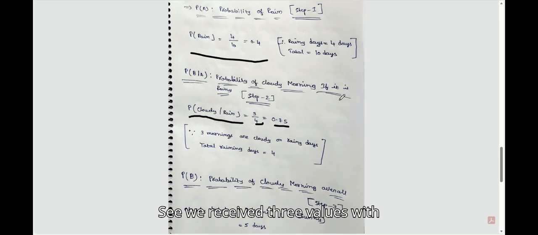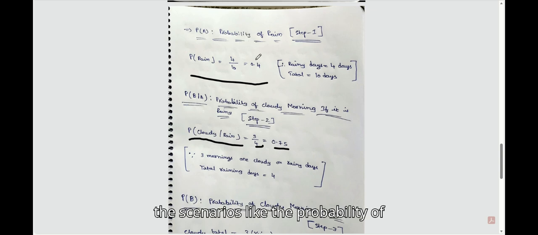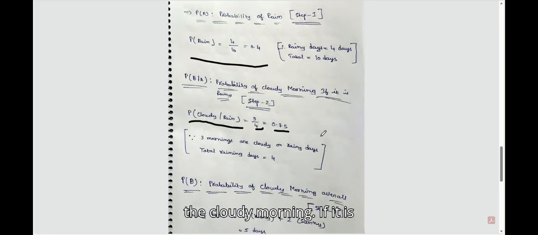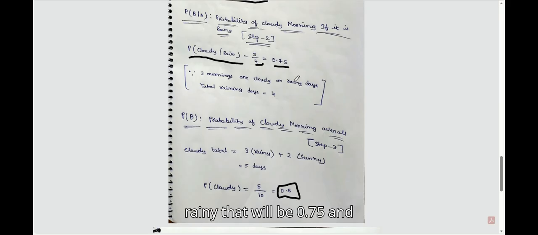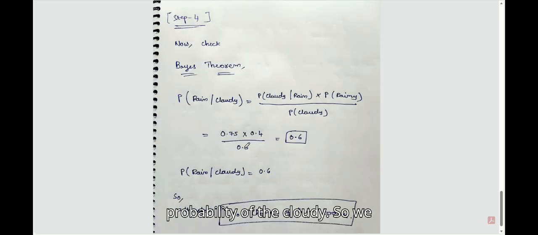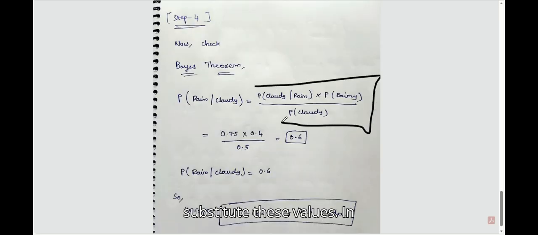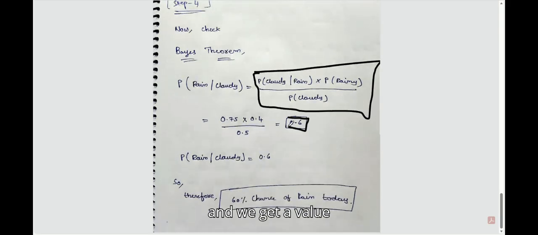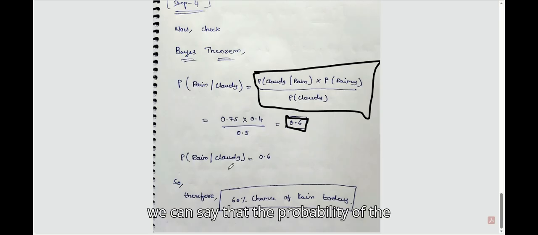See, we received three values with these scenarios, like the probability of the rain and the probability of the cloudy morning if it is rainy. That will be 0.75 and 0.5, which is for the probability of the cloudy. So we substitute these values in the Bayes theorem scenario and we get a value 0.6. So finally, we can say that the probability of the rain given the cloudy is 0.6. Therefore, we could say that there is a 60% chance that the rain will happen today.